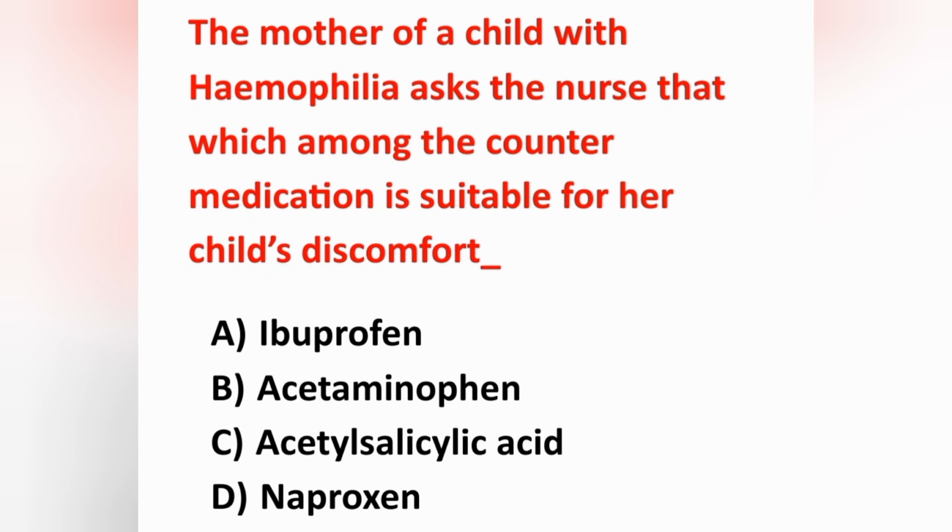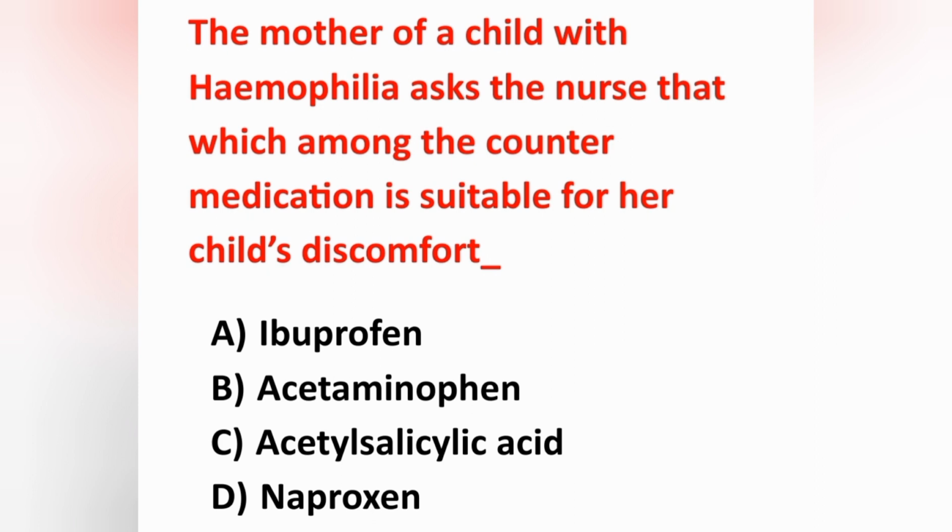Next question. The mother of a child with hemophilia asked the nurse that which among the following over-the-counter medication is suitable for her child's discomfort. Option A ibuprofen, option B acetaminophen, option C acetyl salicylic acid, and option D naproxen. Here question is, the mother of a child with hemophilia asked the nurse which among the following medication is suitable for her child with discomfort.